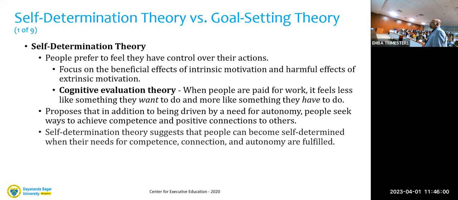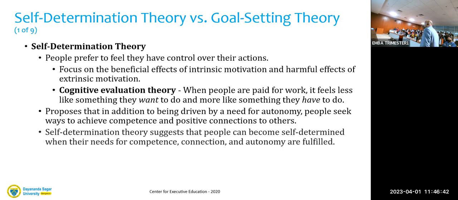So the theory proposes that in addition to being driven by a need for autonomy, people seek ways to achieve competence and positive connection to others. So again, this word keeps coming up, the competence part of it. It's not just about money or position, it's, are you competent to hold that particular position? And if you're not competent, then there is a problem, because you're going to have burnouts and stress issues and so on and so forth. So if you feel you're not competent, what do you do? Either you can learn quickly, or you can go and find another job where you feel you are competent.